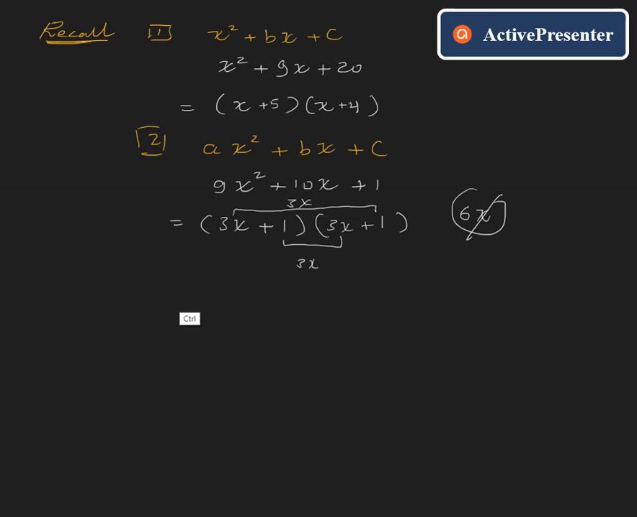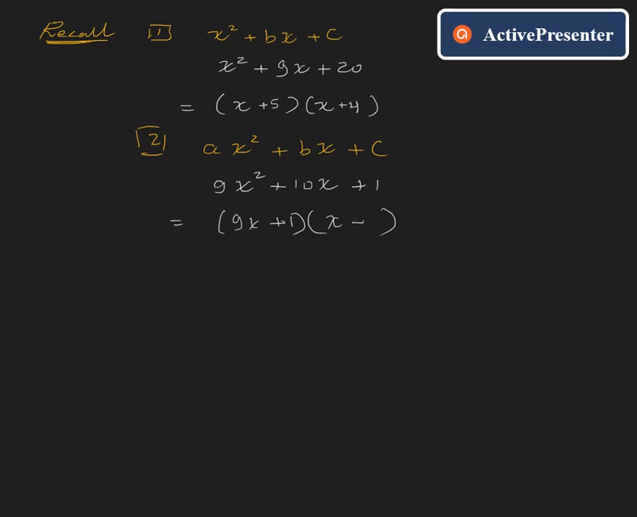Now let's check with 9x here and x here, and check if here plus 1 and here plus 1. Let's take the outer. 9x multiplied by 1 is 9x, and 1 multiplied by x is x. If you add them together, you will get 10x, which is the middle term. Then your factoring is correct.